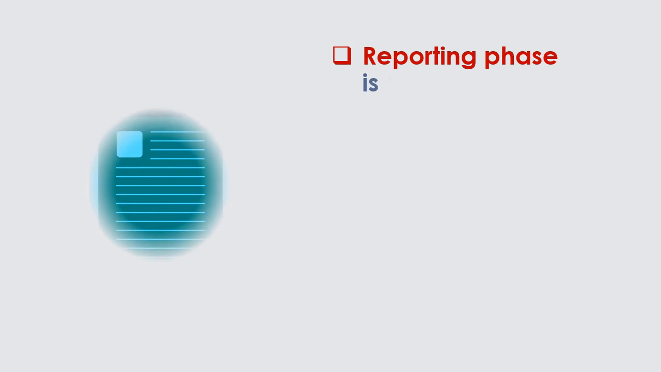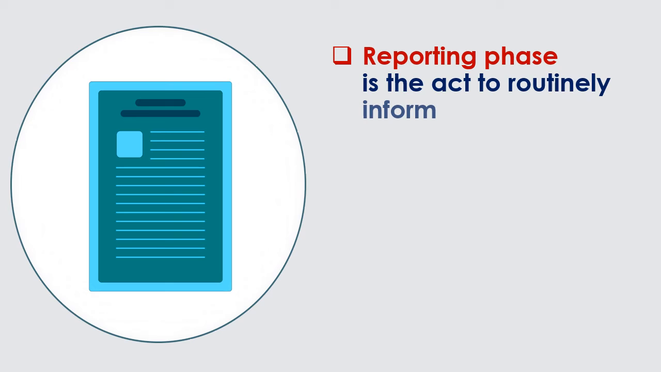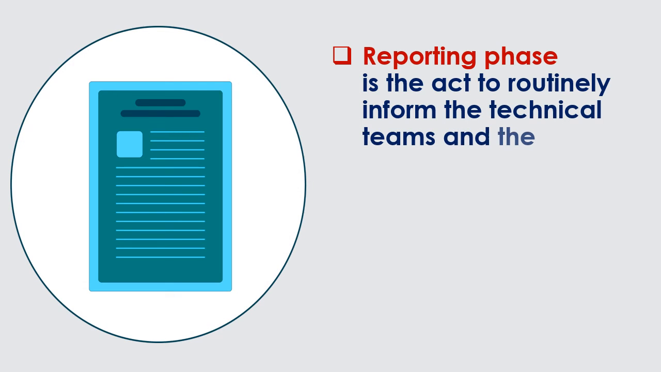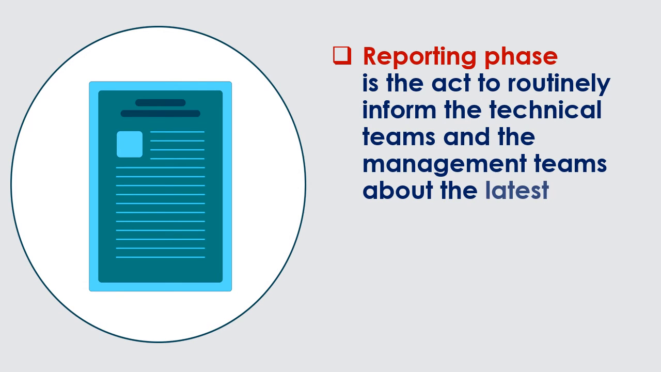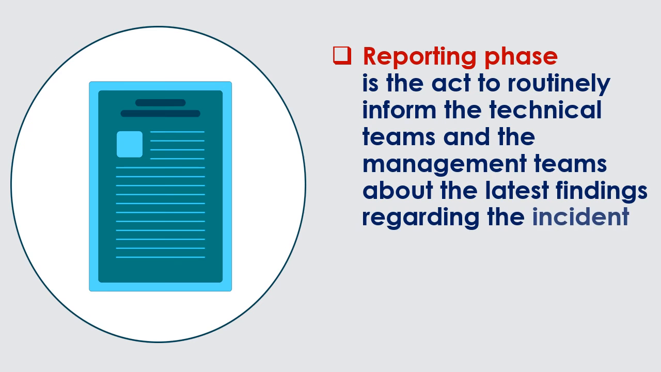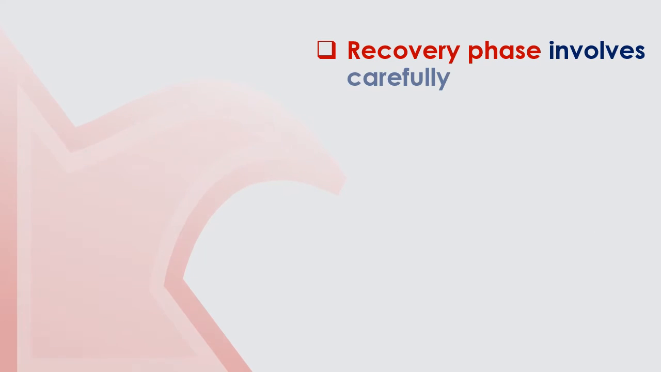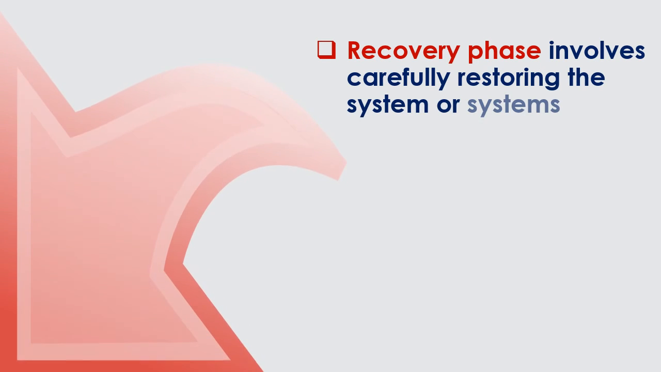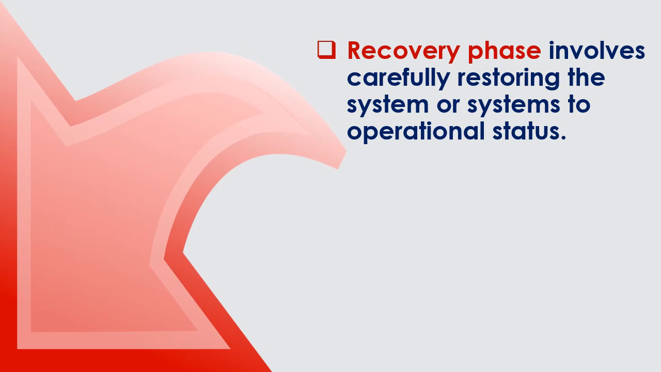The reporting phase is the act of routinely informing the technical teams and the management teams about the latest findings regarding the incident. The recovery phase involves carefully restoring the system or systems to operational status. For example, for a compromised computer, you remediate it or restore it from a backup. For a broken window, you replace it.